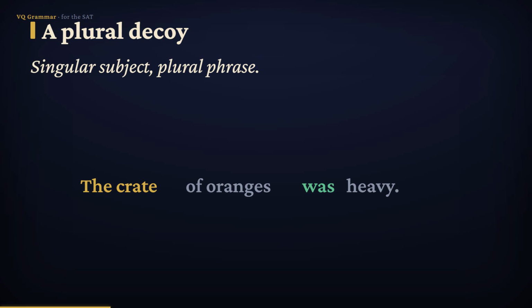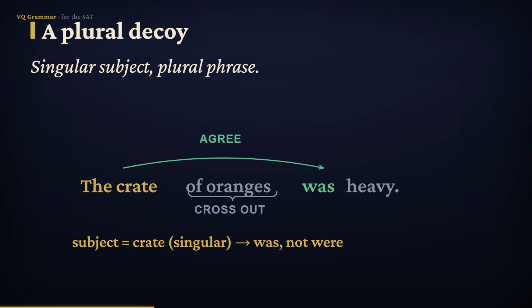The crate of oranges was heavy. Your ear hears oranges and wants were. But cross out of oranges. It's just a prepositional phrase. What's left? The crate was heavy. The subject is crate, singular, so the verb is was. That plural noun in the phrase was only a decoy.